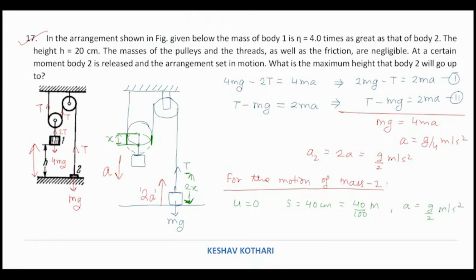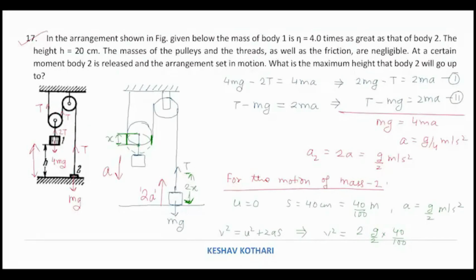We are writing it as g by 2 for the time being, meter per second square. So if I write the equation of the velocity, we are writing it as v square is equal to u square plus 2as, and from here we are writing it as v square is equal to u square is 0, so we write it as 2 g by 2 into displacement, which is equal to 40 by 100. So from here, if we take the square root, we obtain that the velocity is equal to 2 meter per second.